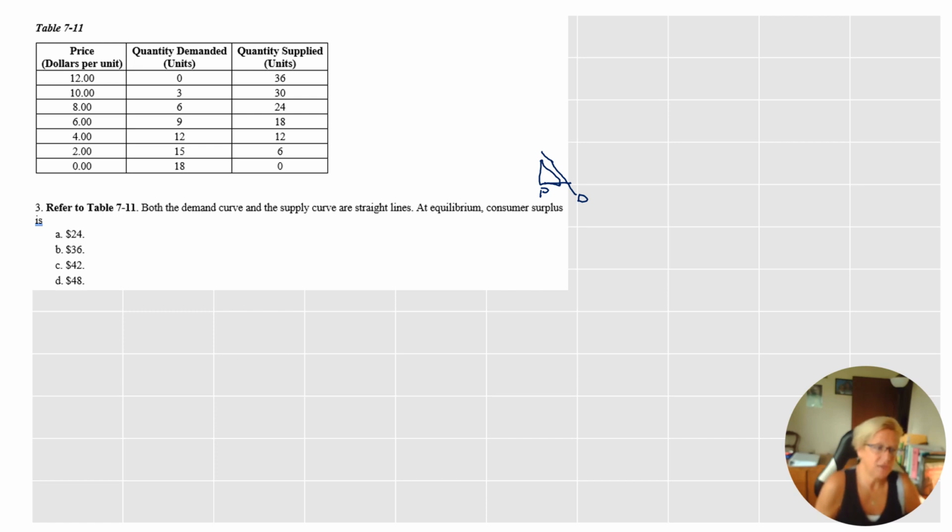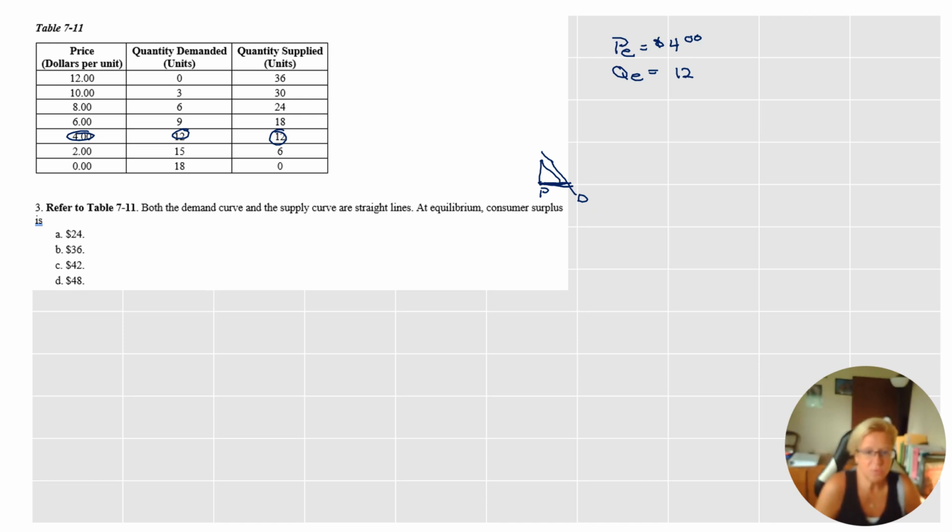The first thing when you look at these, I think the easiest thing, is to look at what the equilibrium price is and what the equilibrium quantity is, because that's going to give us the lower base of this triangle, or one of the sides of this triangle. So I know that price equilibrium is going to equal $4. I know that quantity equilibrium is going to equal 12.